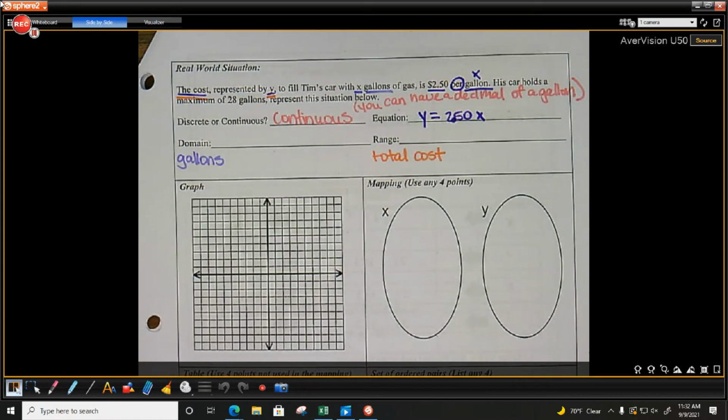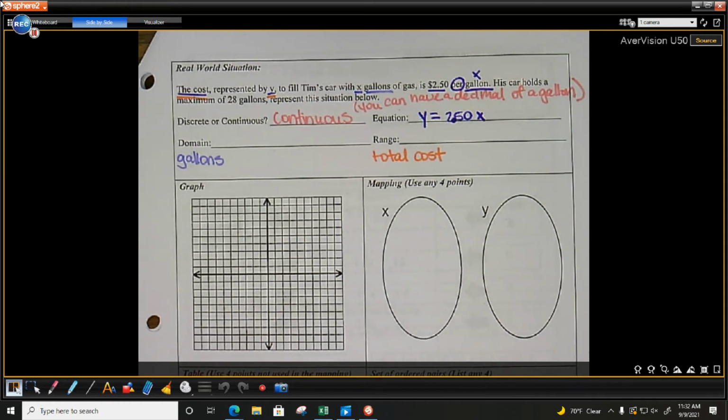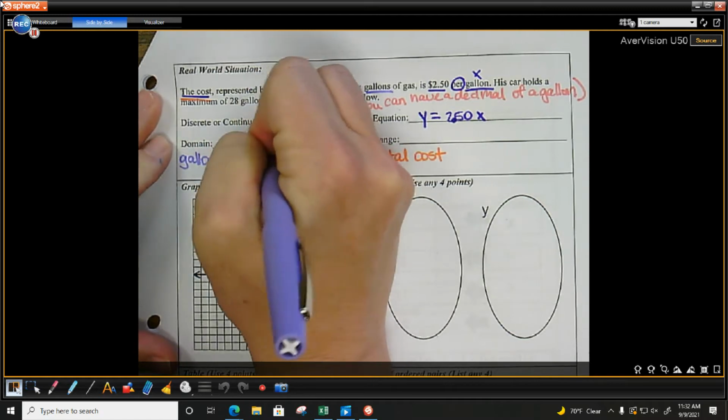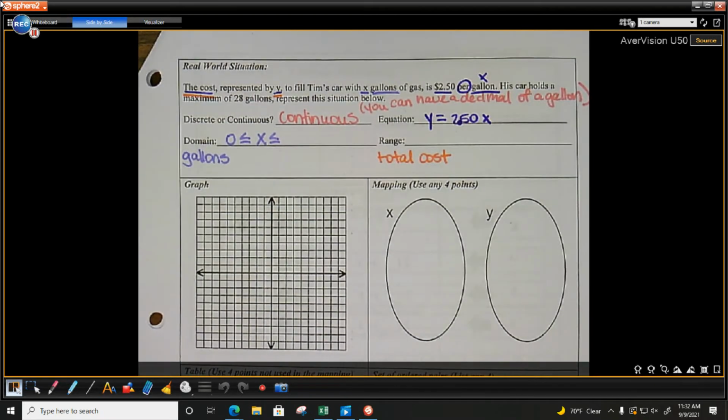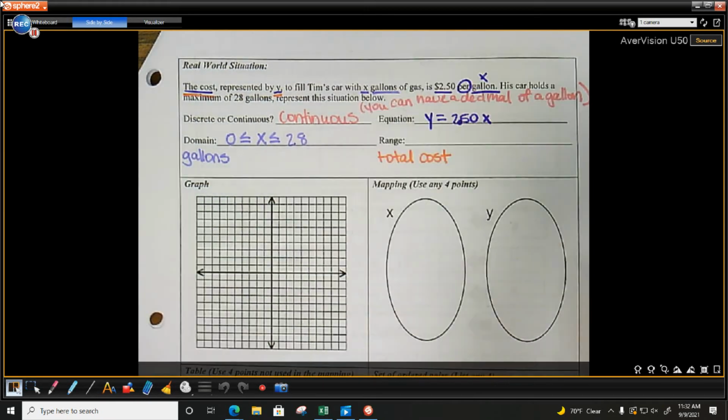And it's continuous. If it's continuous, we use inequalities. Don't list it. List is for discrete. Continuous, we use inequalities. So what's the smallest number of gallons of gas I can buy? 0. I'm not buying gas right now. 0 is less than or equal to x, less than or equal to, what's the most gas he can buy? 28. That's as much as his tank holds. He can buy anywhere from 0 gallons of gas to 28 gallons of gas.